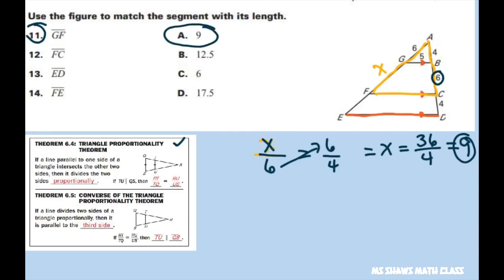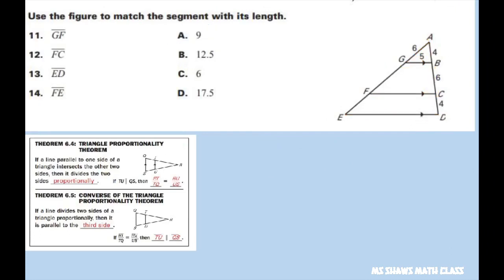So let's do the second one, FC. We want to know what this length is, and it's parallel to this. So we have two triangles here. We have this top one, which is side, side, side, and then the bigger triangle, which is this one.